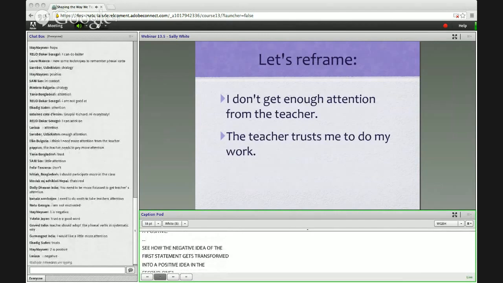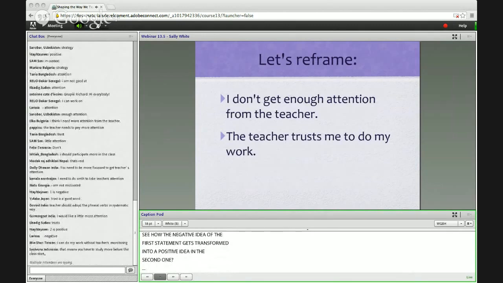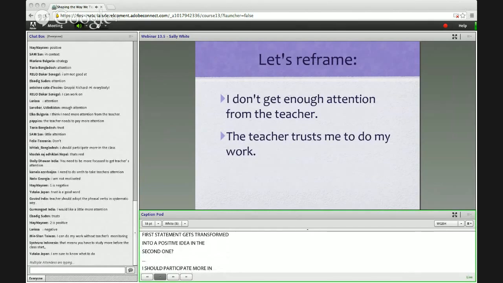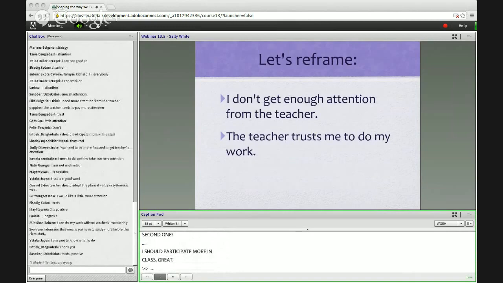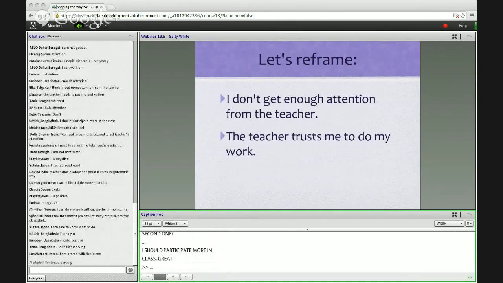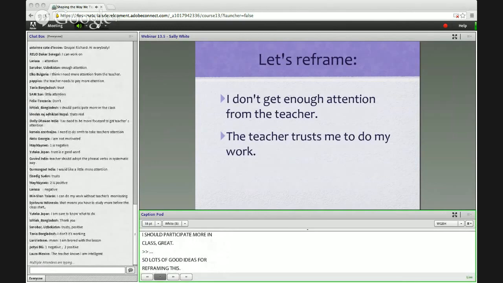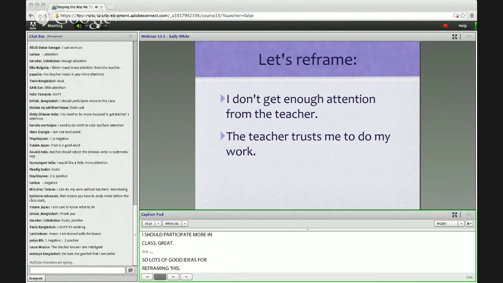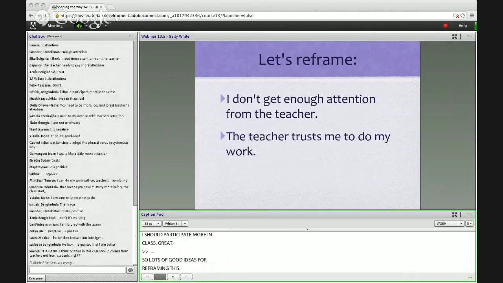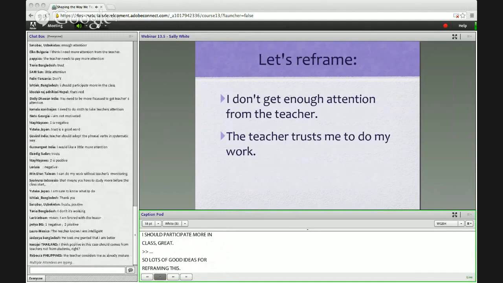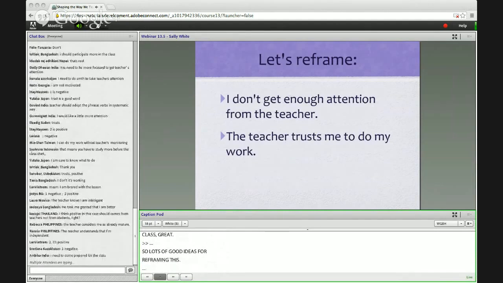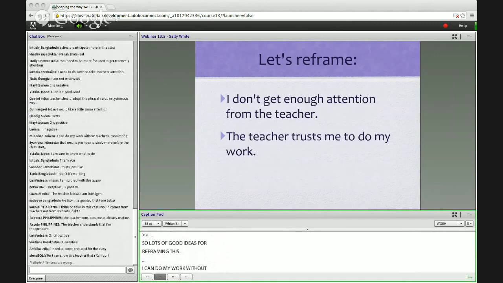I should participate more in class. Ishtiaq, great. So lots of good ideas for reframing this. Minshan, I can do my work without teachers monitoring. Absolutely. Great, good suggestions, good reframes.